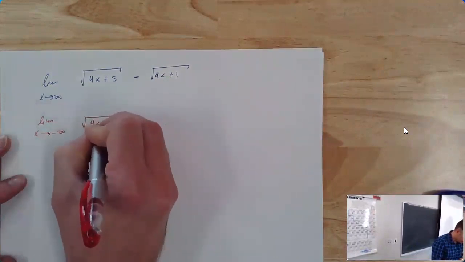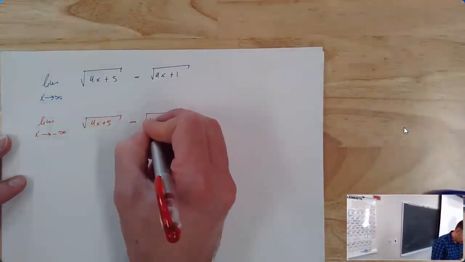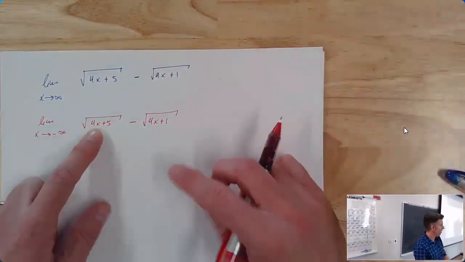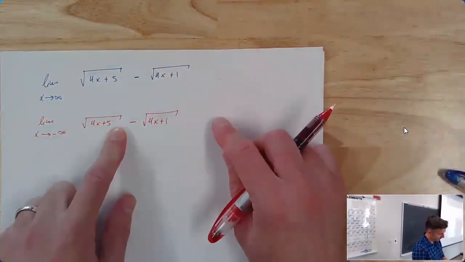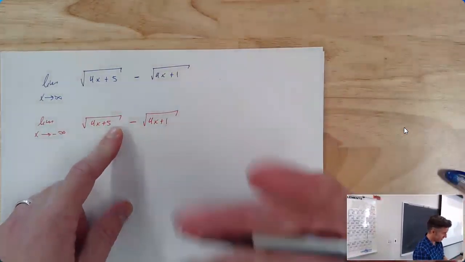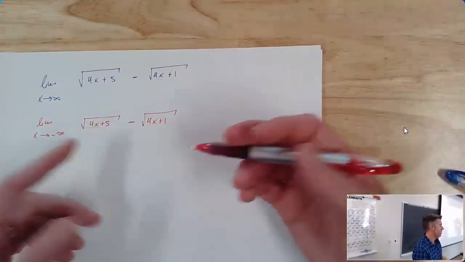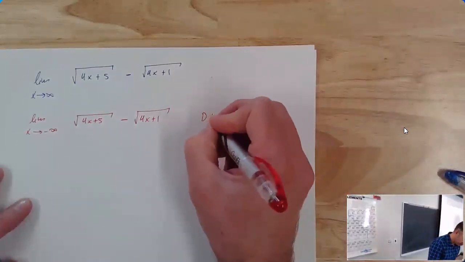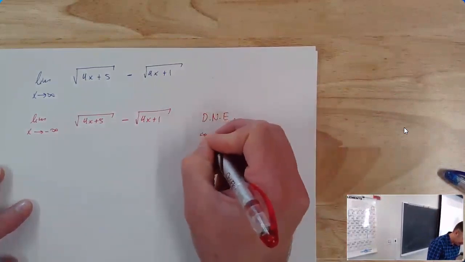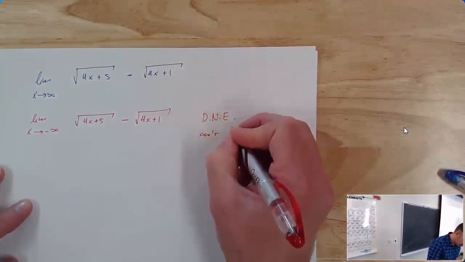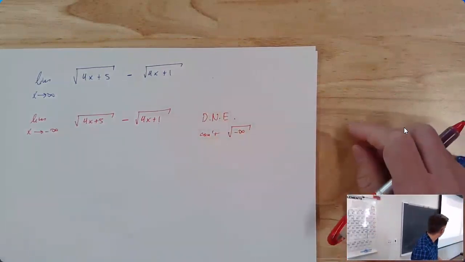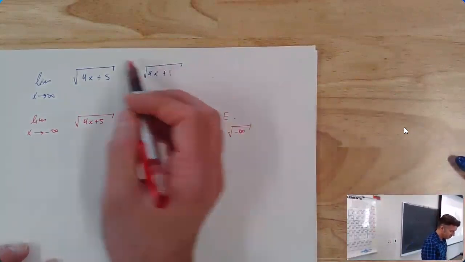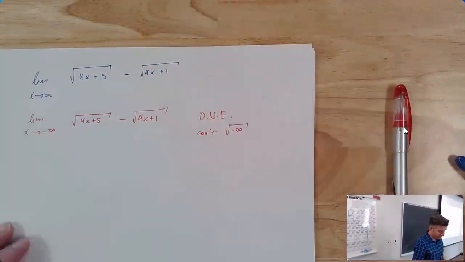And this one is a hard no. Because if x is going to negative infinity, what's negative infinity times 4 plus 5? Still negative infinity. And then the square root of negative infinity is no dice. Does not exist, off the bat. Can't take the square root of a negative number. Doesn't work.